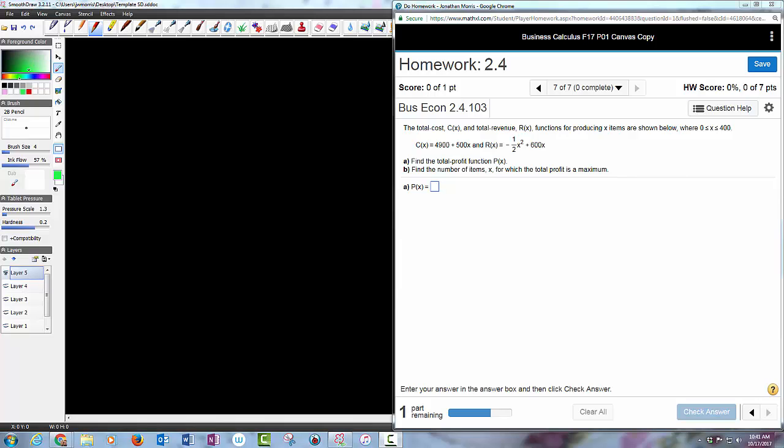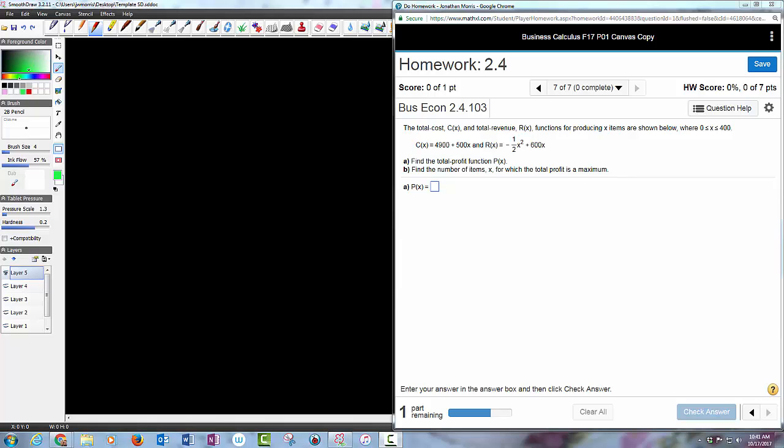This is number 7 in the first 2.4 homework. We had an example like this in the notes, but rather than working the example in the notes, it might be more beneficial to just go ahead and work the example straight from the homework. So this is your number 7 in the first homework for 2.4.